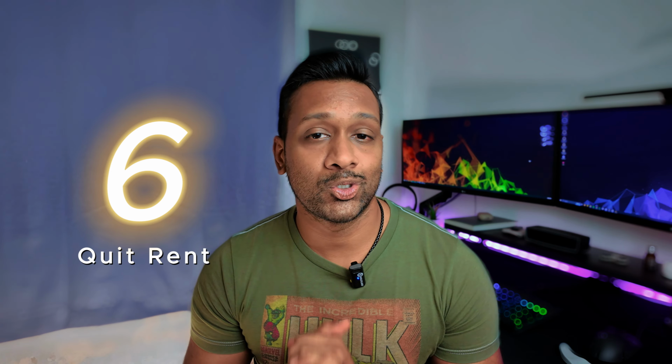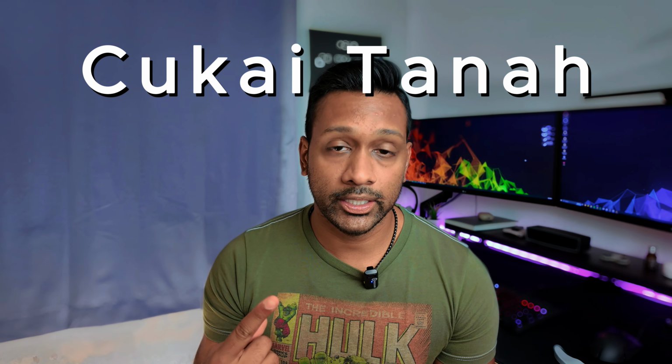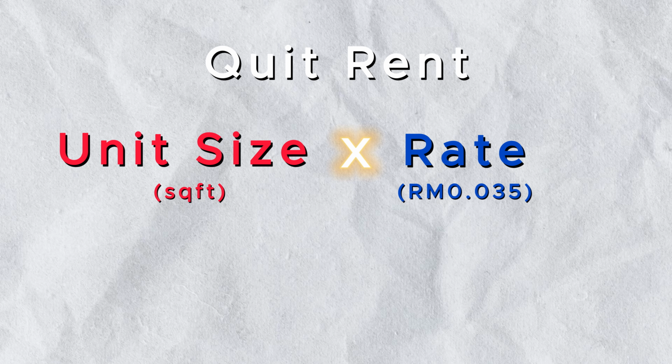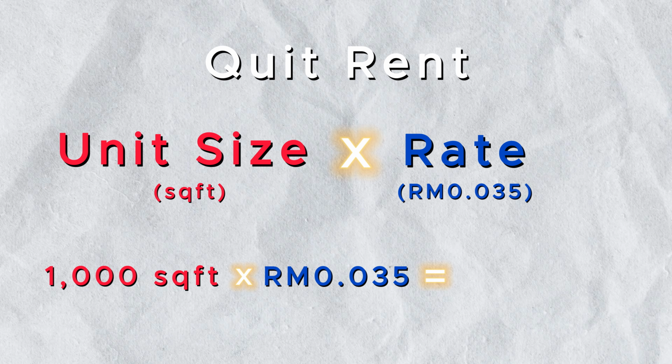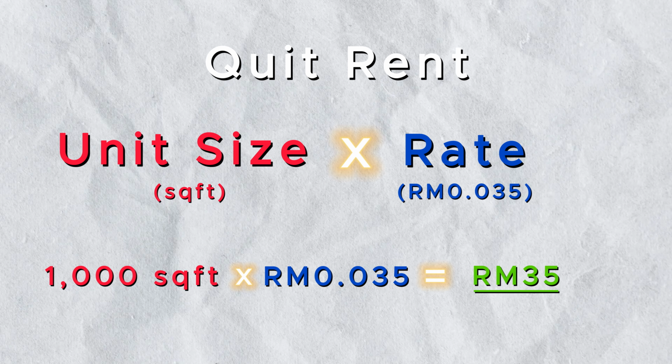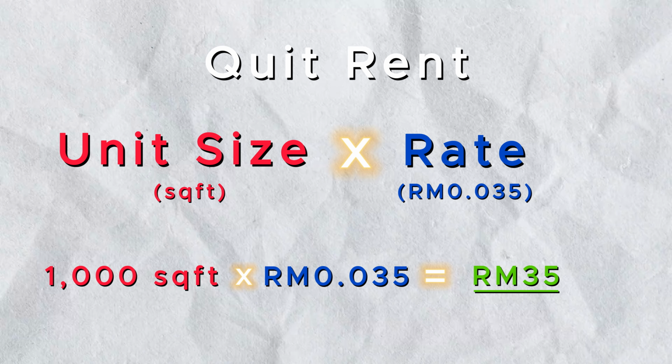Alright, so next would be quit rent. So what is quit rent? Quit rent is basically cukai tanah. So this is how to calculate quit rent. Let me just show you guys the formula here. So this way you guys actually can understand how to calculate this. Roughly about 3.5 cents per square feet. Yeah, and it's divided into two payments.